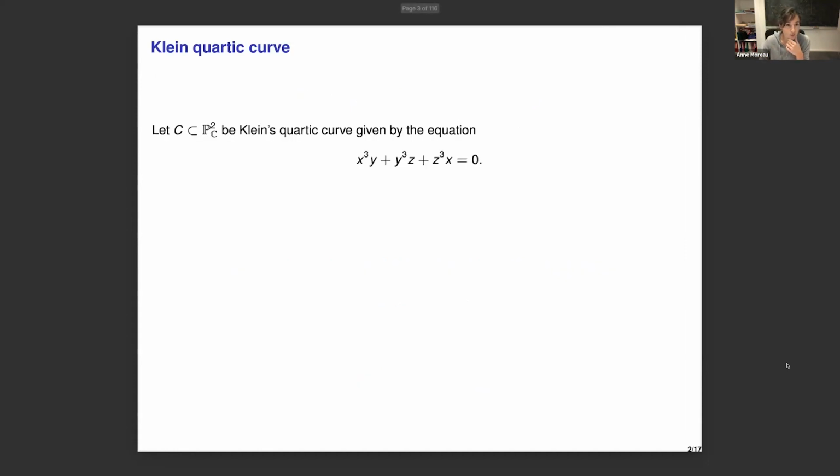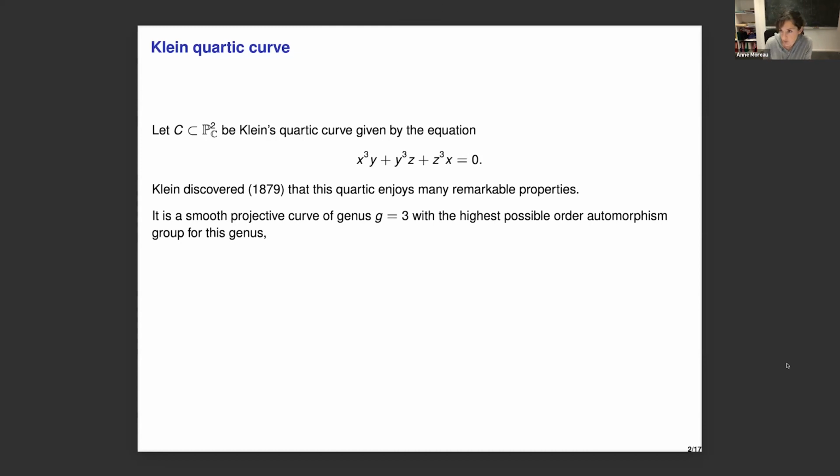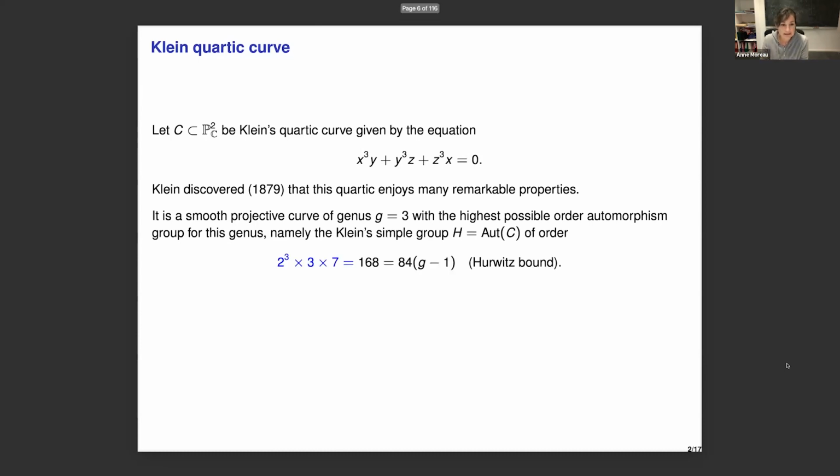So I consider the Klein quartic curve, which is the smooth projective curve defined by the following homogeneous equation. And Klein discovered in 1879 that this quartic enjoys many remarkable properties. In particular, it is a smooth projective curve of genus 3 with the highest possible order automorphism group for this genus. Indeed, the automorphism group is the so-called Klein simple group, and this group has order 168, which is precisely 84 times g minus 1, since g is 3, and this is precisely the Hurwitz bound. So this is the highest possible order for such a group.